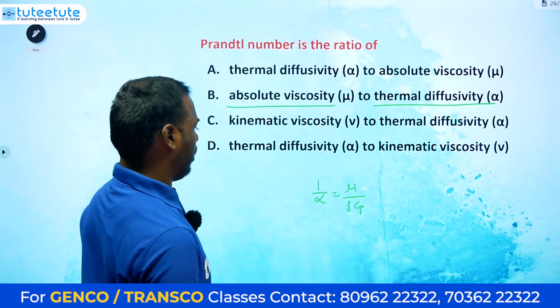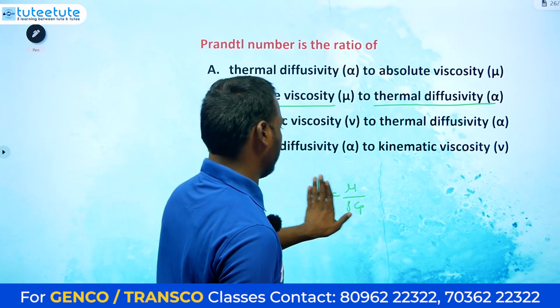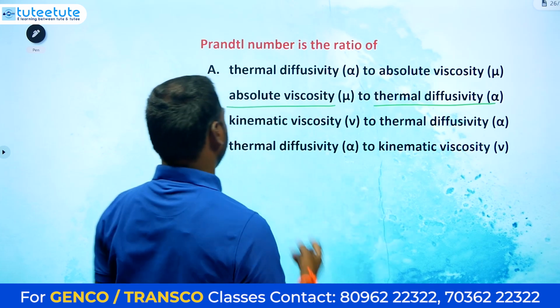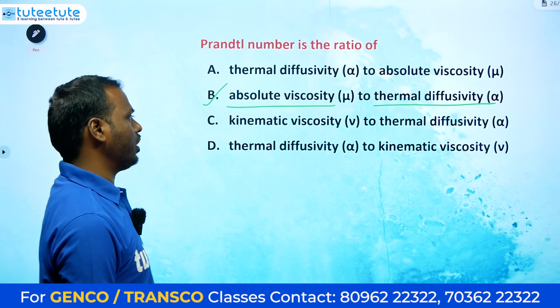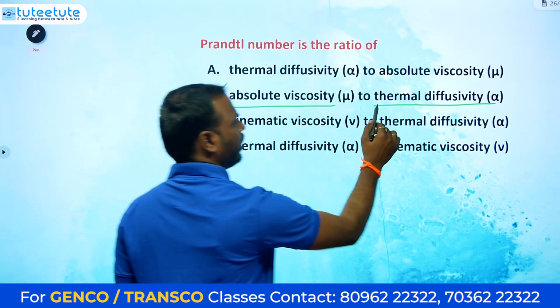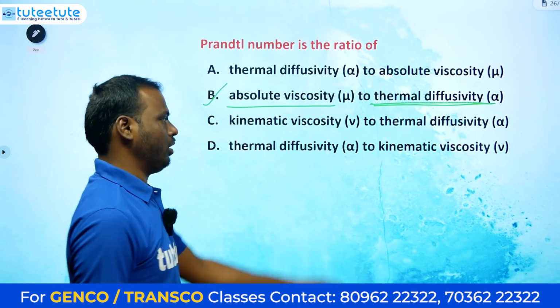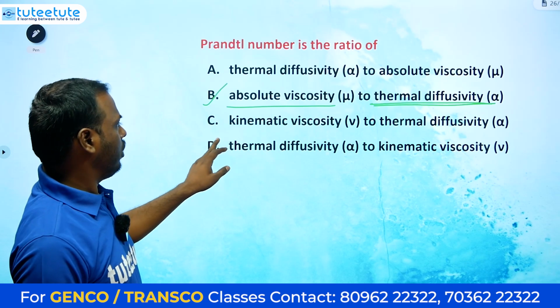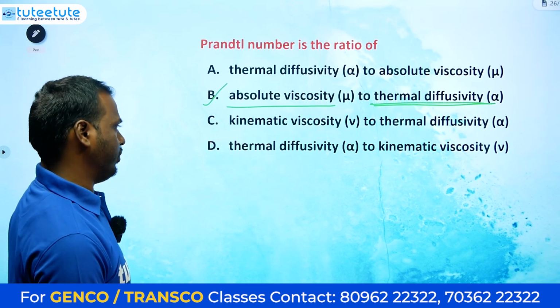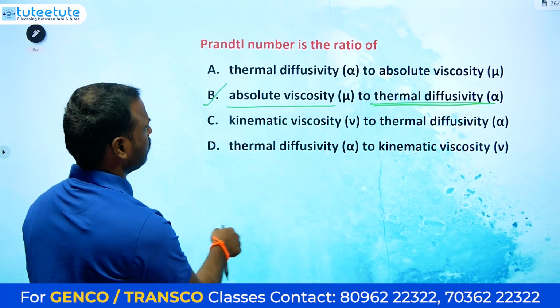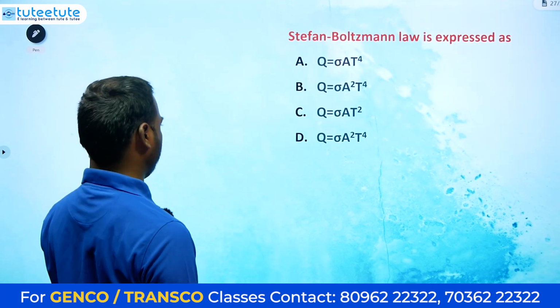Okay, fine, nothing to worry. Absolute viscosity to the thermal diffusivity is nothing but the Prandtl number. Generally thermal diffusivity will be in the denominator, and the absolute viscosity to the thermal diffusivity. Okay, mu by alpha.